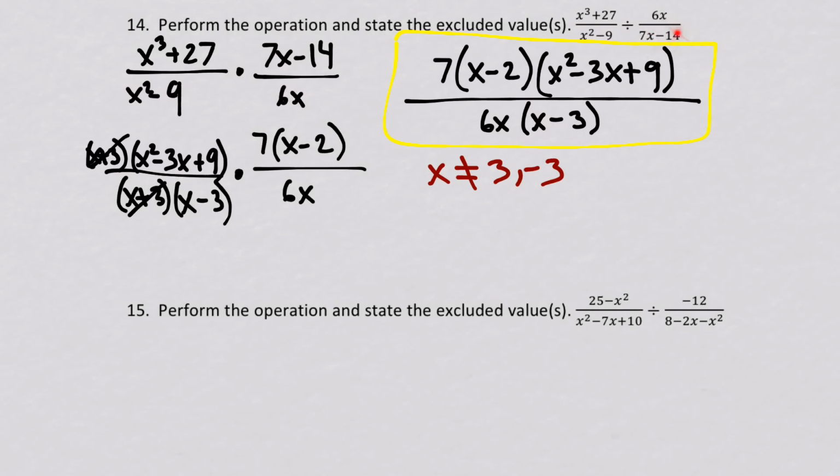Also, 7x minus 14 gives me an excluded value, which is 7 times x minus 2, so x equals 2. That's another one. And then also, right here, when I put the 6x in the denominator, that gives me another excluded value, which is 0. So there are 4 total excluded values.